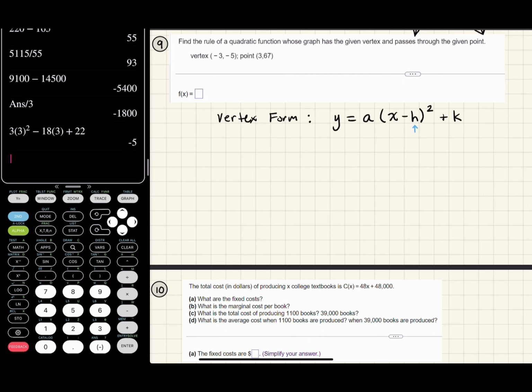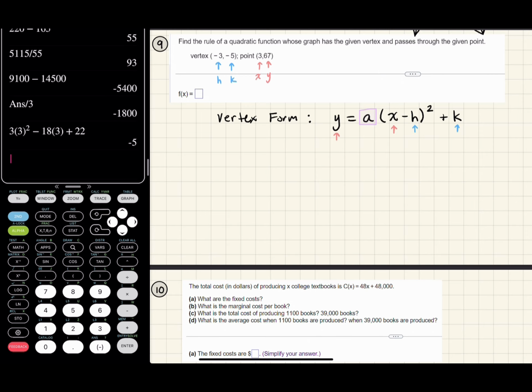H and K just come from our vertex. So H and K will each be those points there. And then the point they give us is a nice x and y value that we can plug in for x and y in our formula. And then we will just need to solve for a so that we can finish up our equation. So let's plug these numbers into our function and see if we can solve for a.